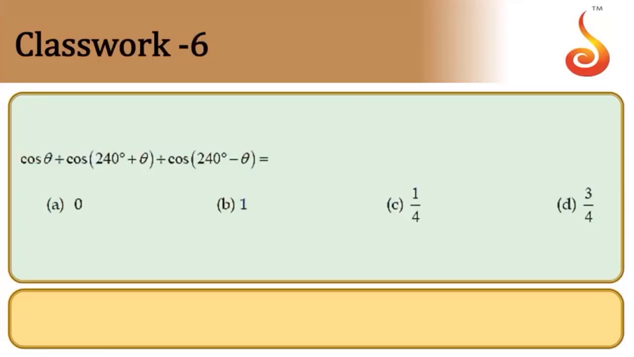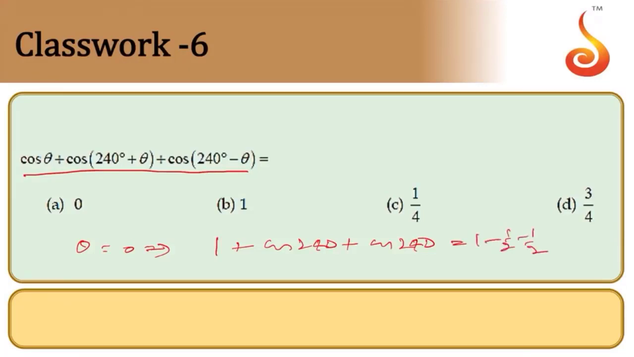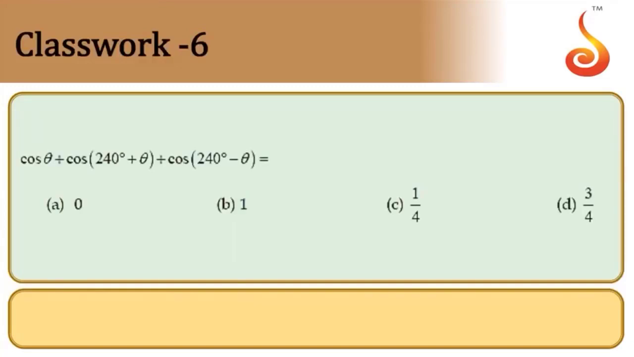As I told you in the previous examples, this is a trigonometric identity, so the result is a constant irrespective of the theta value. So let me take theta equal to 0. cos 0 is 1, and cos 240 is cos of 180 plus 60, which is minus cos 60. So 1 minus half minus half, and the answer is equal to 0.